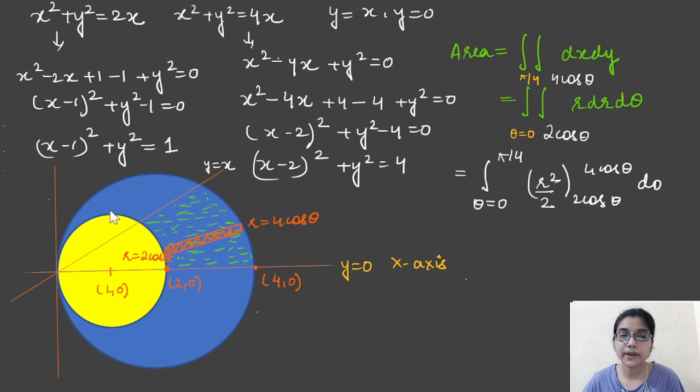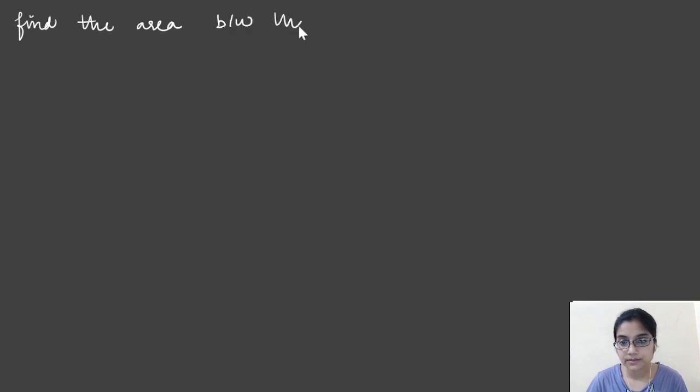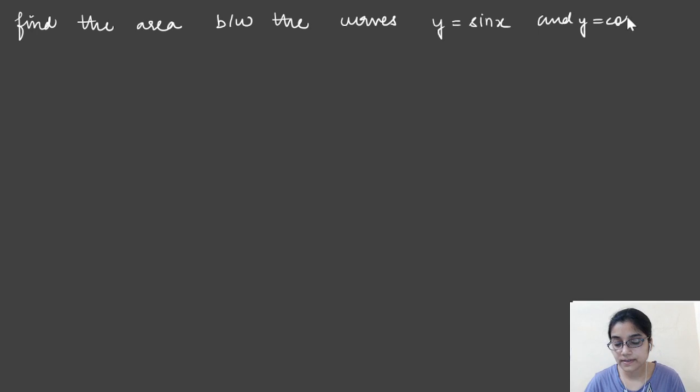Okay, now we will do one question, and that is not a previous year question paper, that is I am giving you from my end. So the question is, find the area between the curves y is equals to sin x and y is equals to cos x, and the lines x is equals to 0 and x is equals to pi by 2.